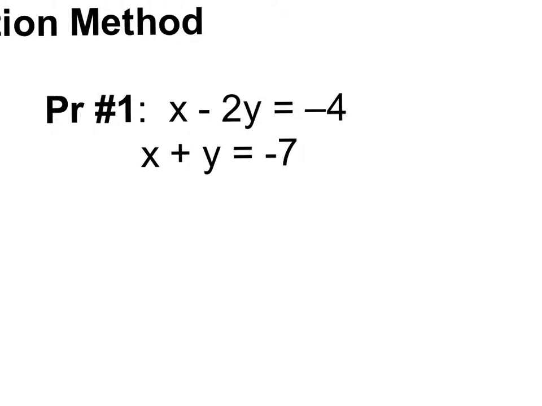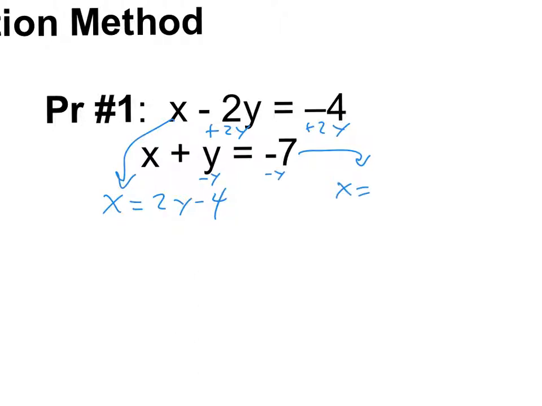The top row, if I was to rewrite that, I could add 2y to both sides, right? And if I was to do that, the top equation becomes x equals 2y minus 4. So that's the first one. And then the second one, we could say, let's subtract y from both sides, and you get x equals -y minus 7. Okay, so sometimes you're going to have to do a little bit of work like that, but notice now they both equal x, and so now you could substitute one in for the other.